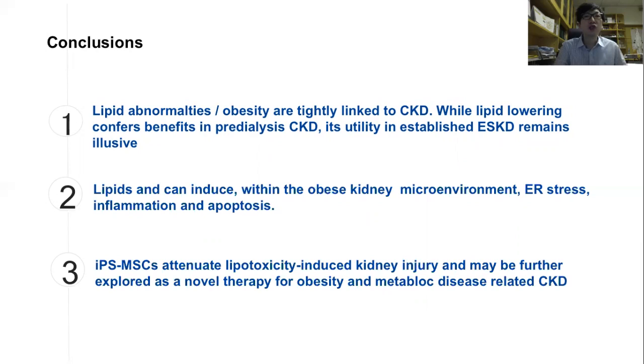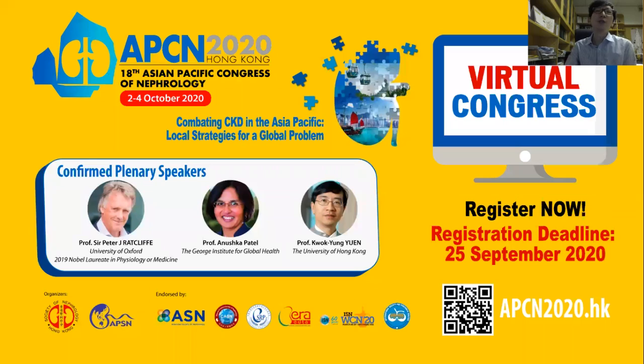Lipids can induce within the obese kidney microenvironment ER stress, inflammation, as well as apoptosis. And these can be reversed using stem cell therapy, which can then lower the injury in the obese kidney, and this may have further insight in our further exploration of using stem cells as a novel therapy for obesity and metabolic disease-related CKD.